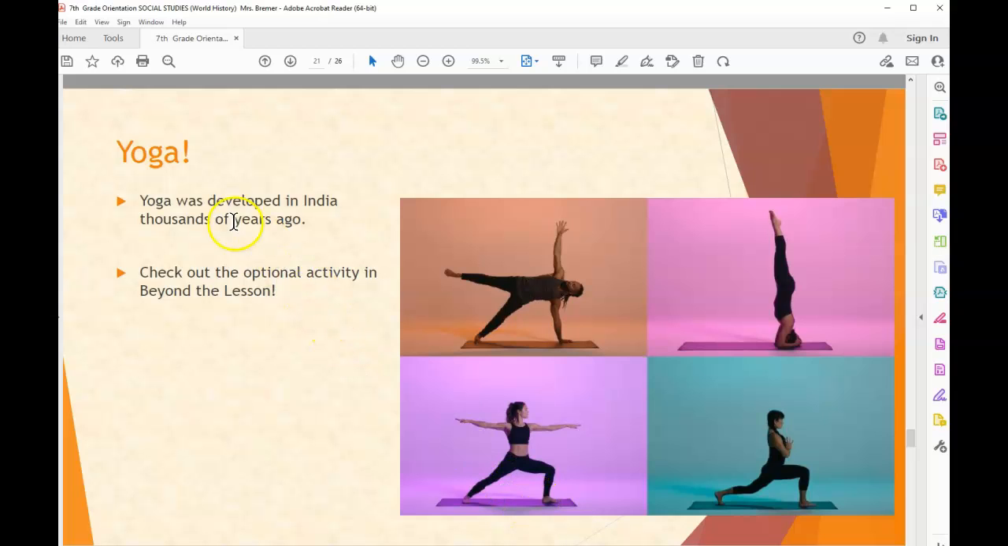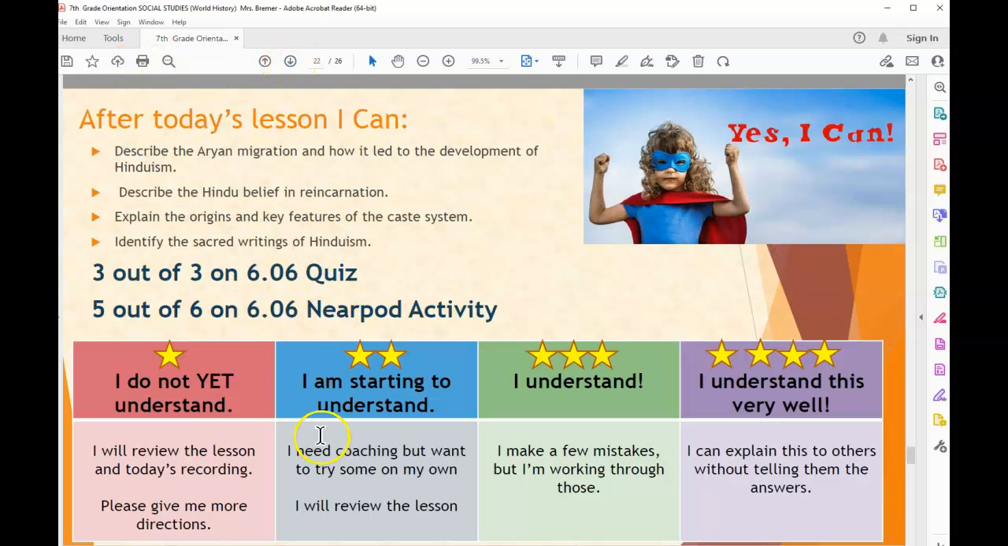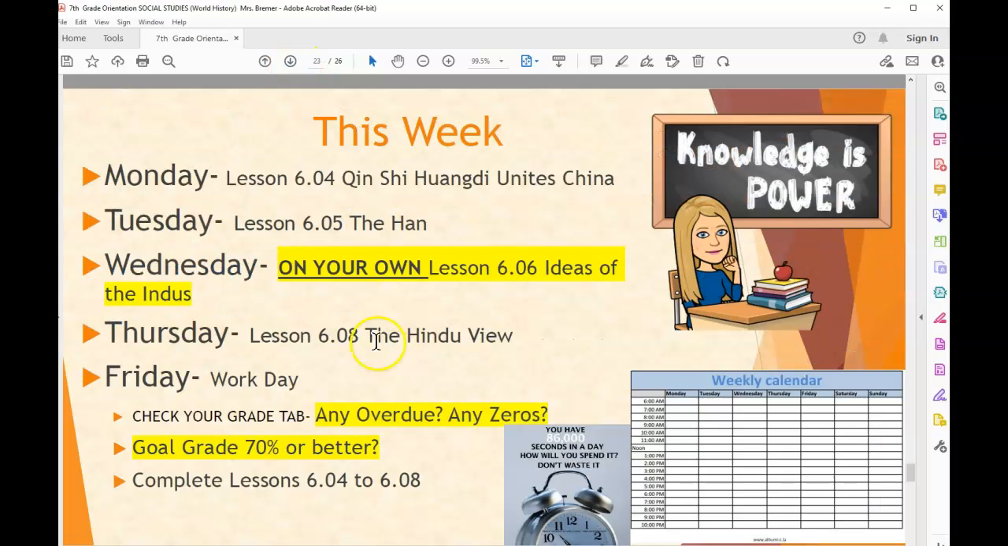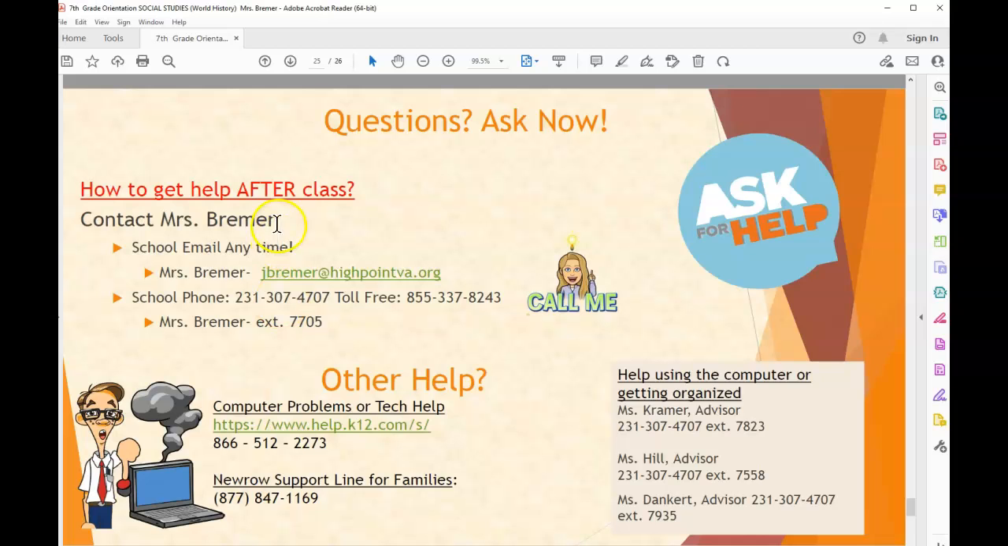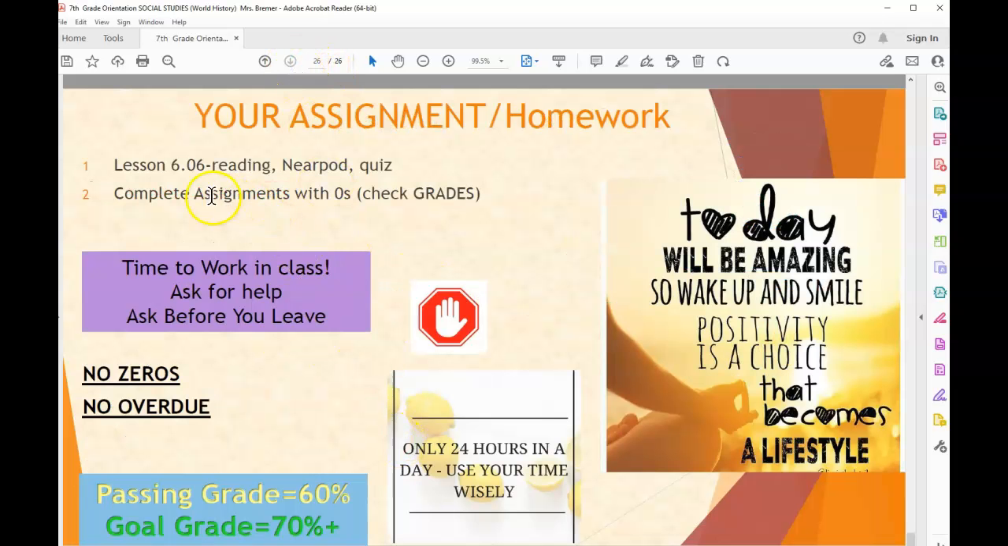And then again, yoga was developed in India thousands of years ago. Check out the Beyond the Lesson for that. And make sure you go do the quiz and complete the Nearpod activity. Tomorrow we'll do the Hindu view, so we'll go through the Hindu again. Check your grades. Do you need to upgrade any grades? You can email me, even though we don't have class today. So do the reading, the Nearpod, and the quiz. Make sure your grades are good.